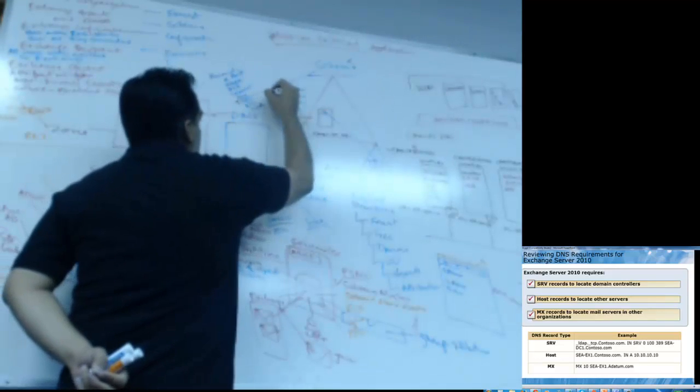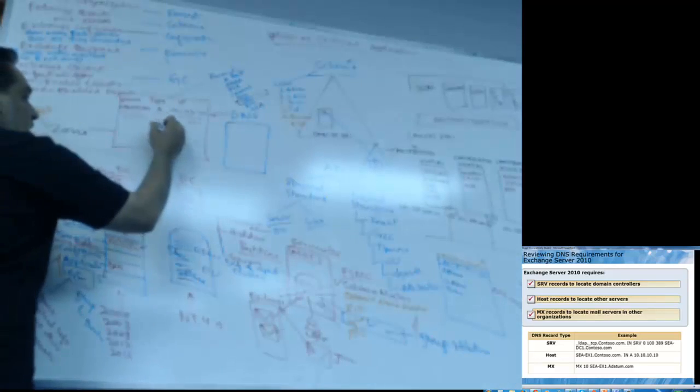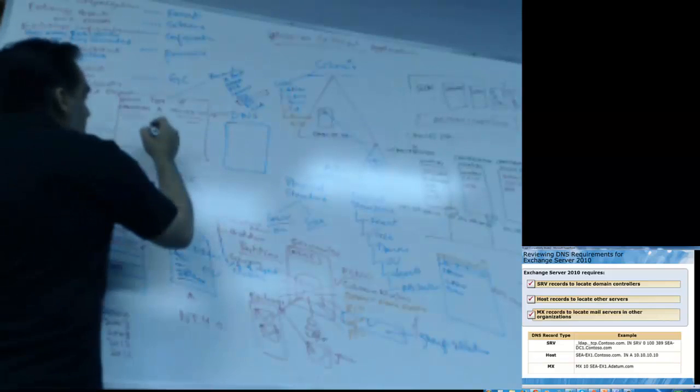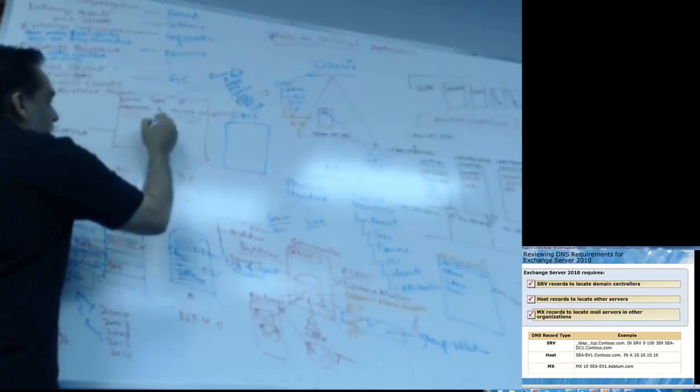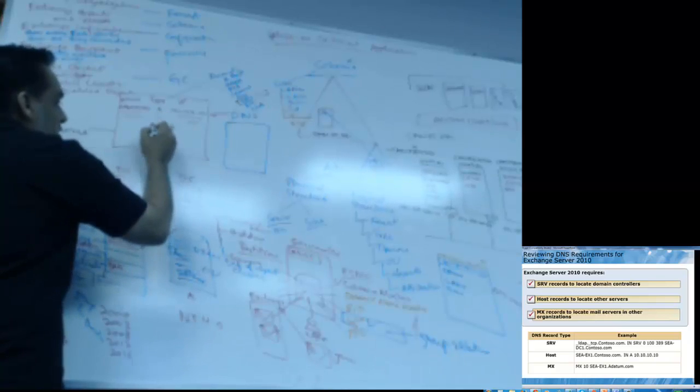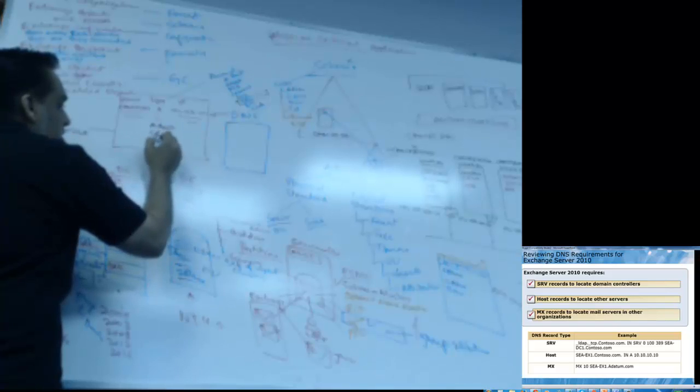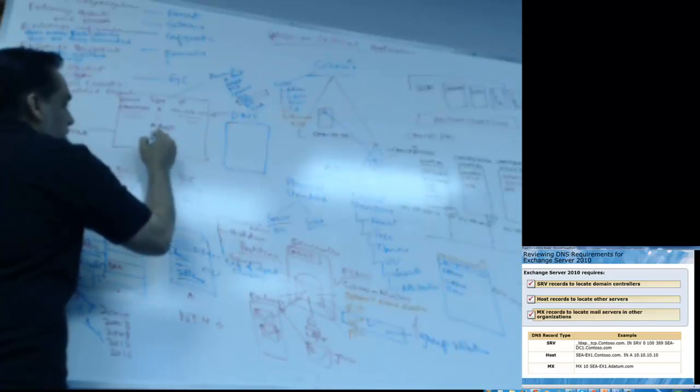But guys, there are a few records that Exchange cannot live without. Number one is SRV record. SRV record is very important for Exchange. And second record is MX record. So before SRV record, A host record is important for Exchange, SRV record is important for Exchange, and MX record is important for Exchange. Now, why are these records important for Exchange?